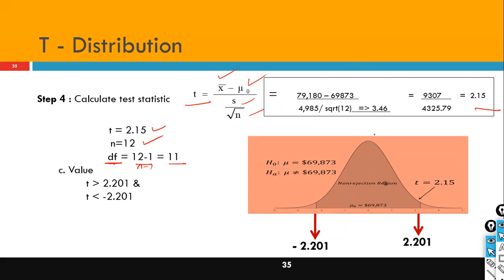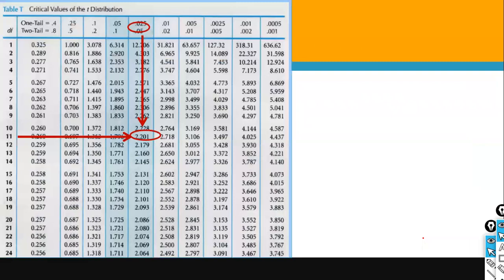Since it's a two-tail test, you need to find the two critical values. Left side is minus 2.201, right side is 2.201. How did I get 2.201? You need to go and do a lookup in the T distribution table, which is pretty straightforward.